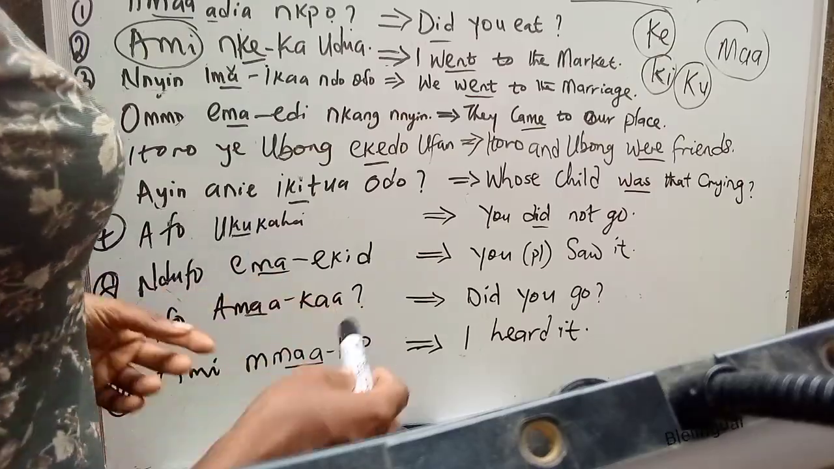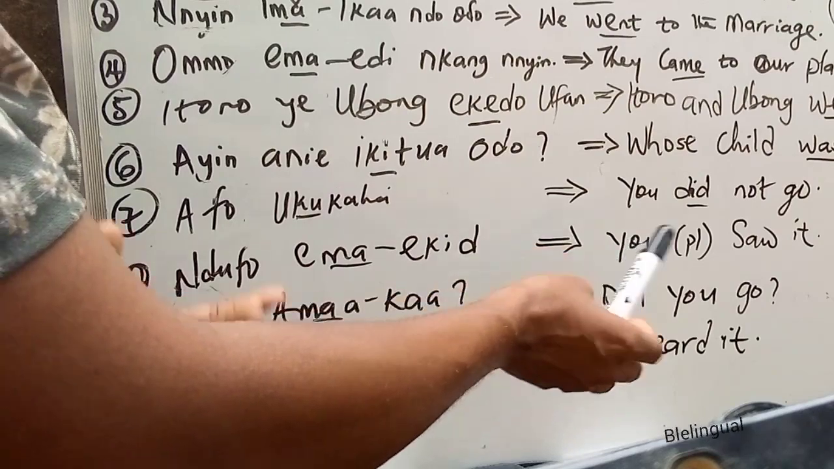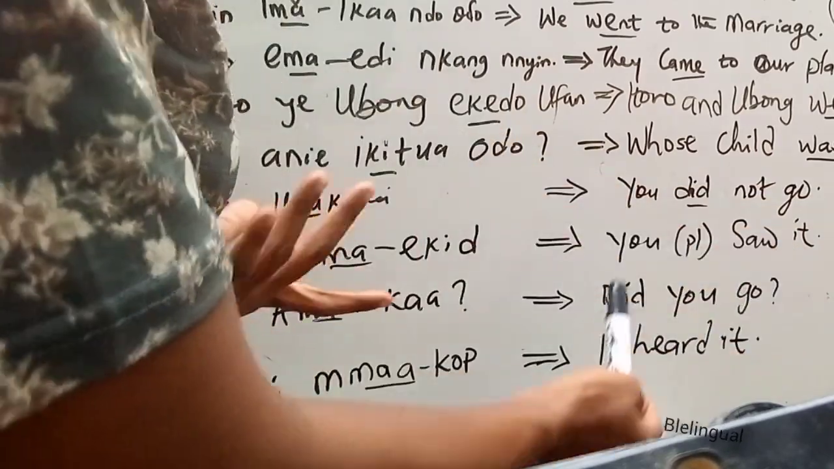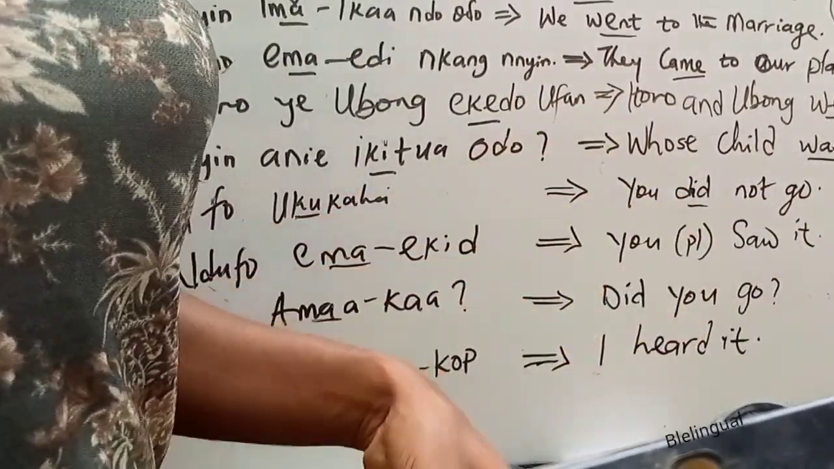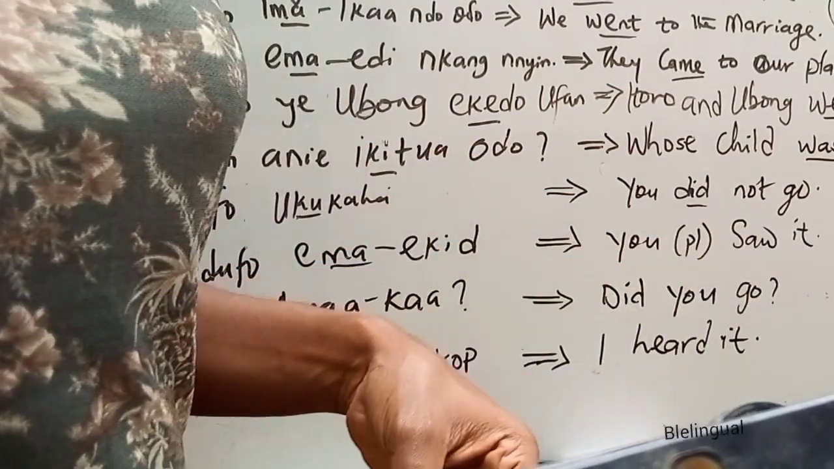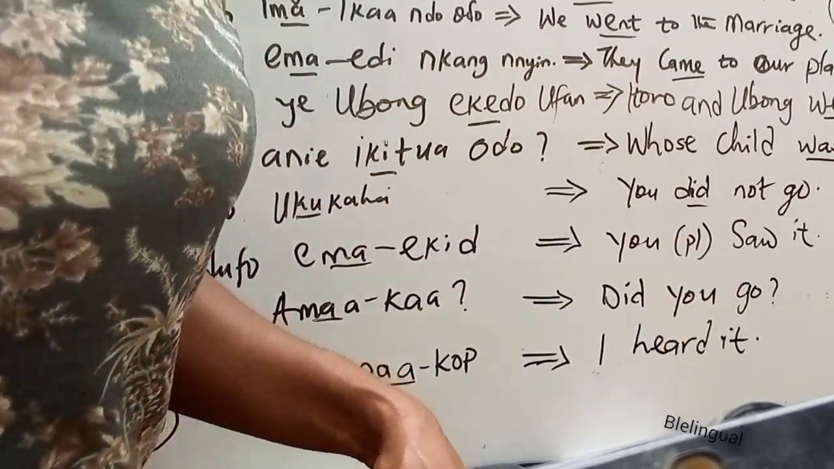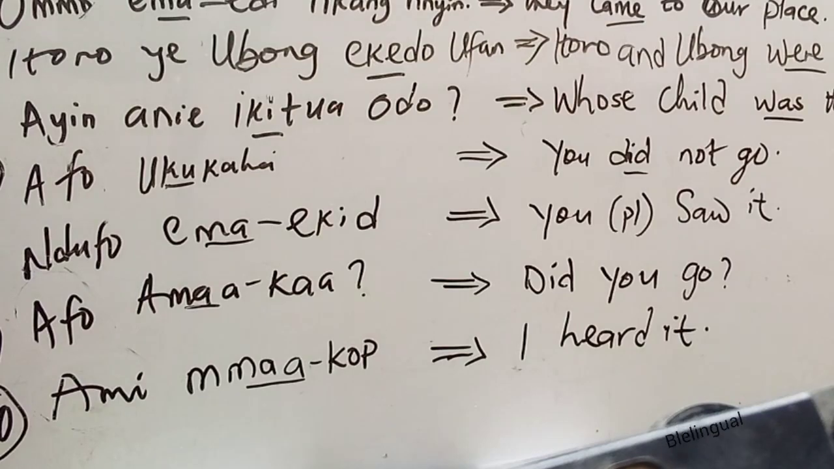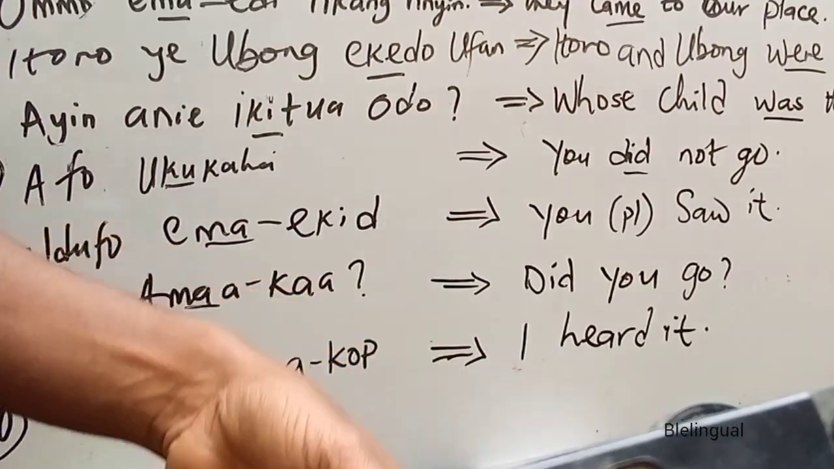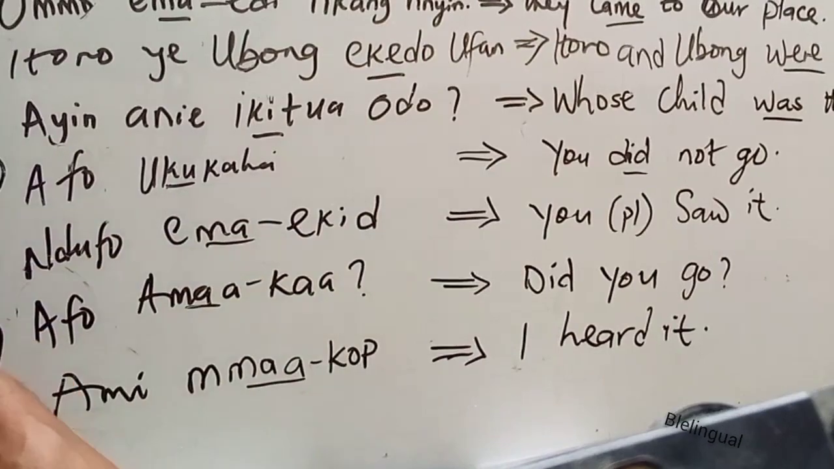So the next example we have is Ndufo emaikat. Ndufo emaikat is translated to you saw it. That's the second person plural. You saw it. Or it can be expressed this way. Ndufo emaika, did you people see it? Did you people see it? Do you get the difference? Did you people see it?